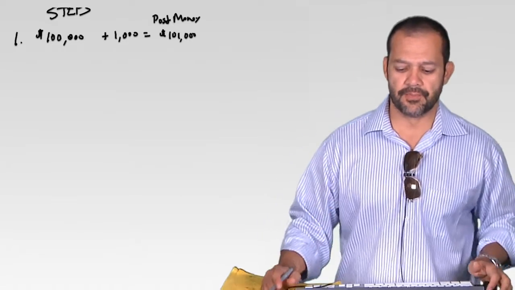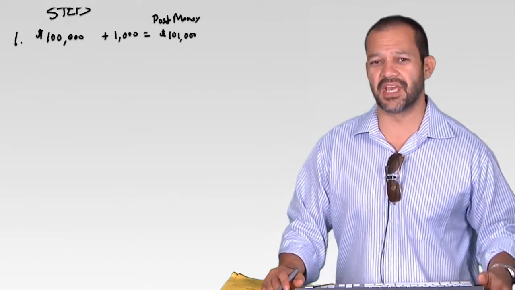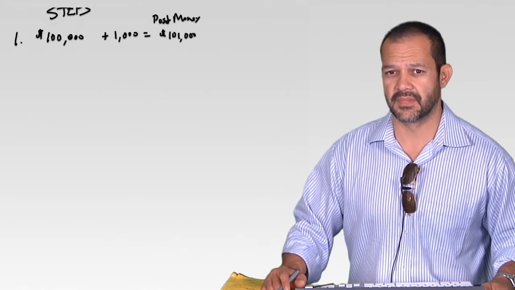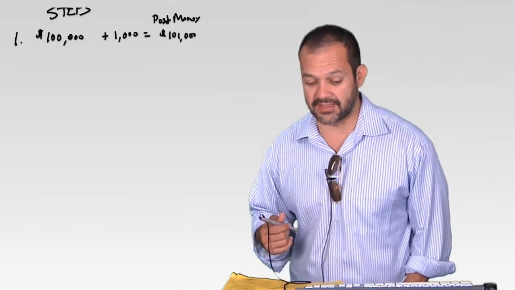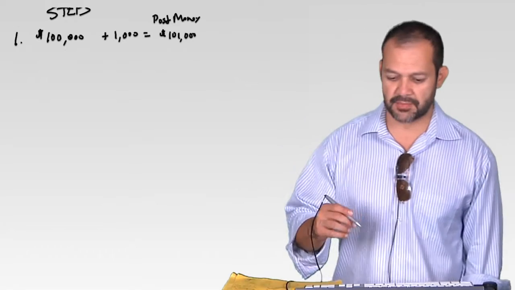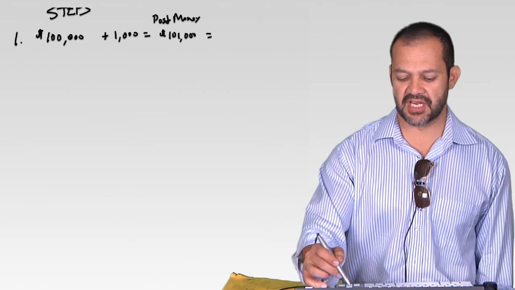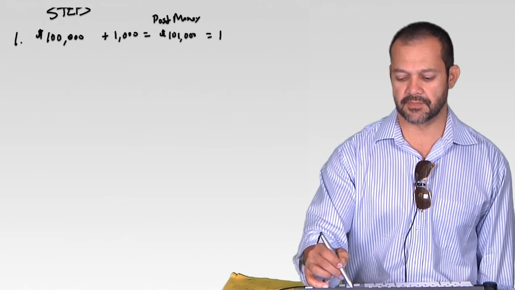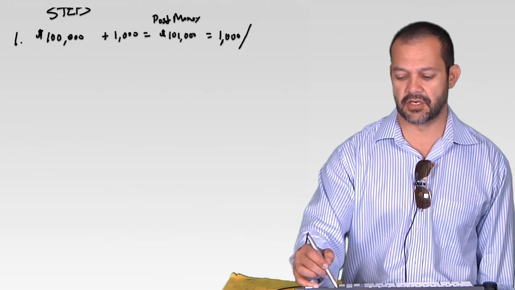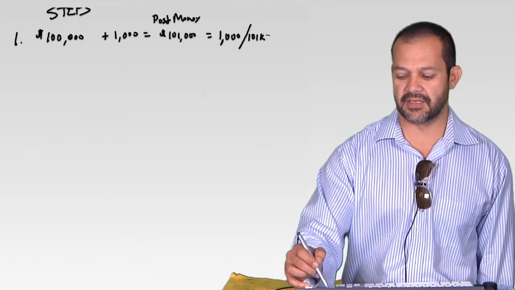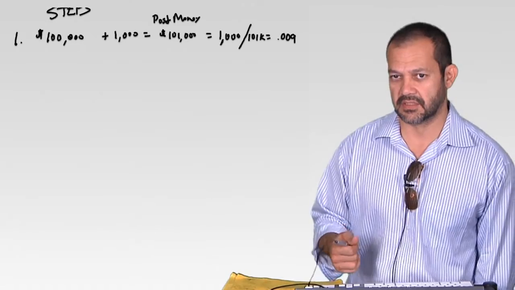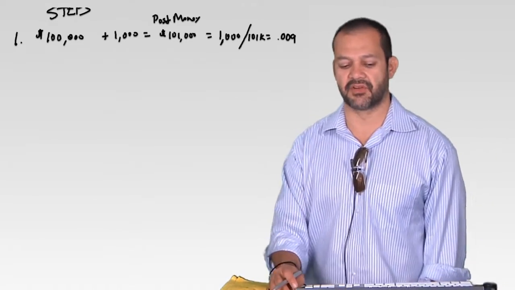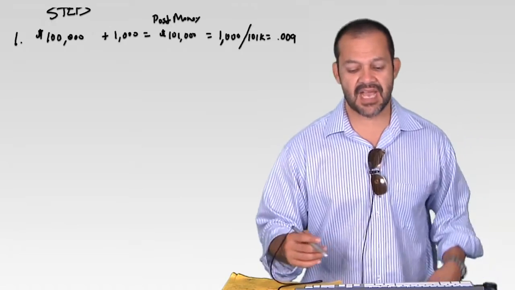$101,000. So what percentage is 1,000 of 101? And it is not quite, my friends, 1%. It is slightly less than 1%. If you take 1,000 divided by 101,000, you're going to get 0.009, almost 1%. Almost 1%, my friends, 0.009. And that's going to be how much she owns.